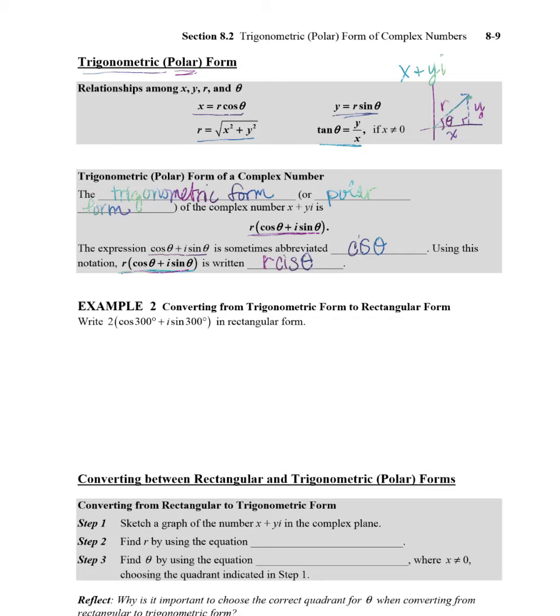You'll be converting between rectangular and trig form. Here are some steps to converting. Step 1, sketch a graph of the number x plus yi in the complex plane. Step 2, find r by using the equation r is equal to the square root of x squared plus y squared. And then step 3, find theta by using tangent of theta is equal to y over x.